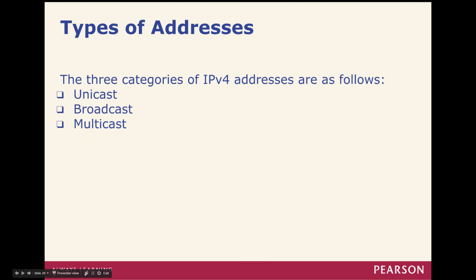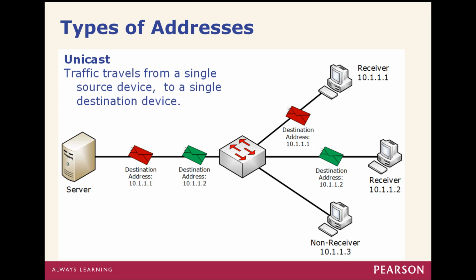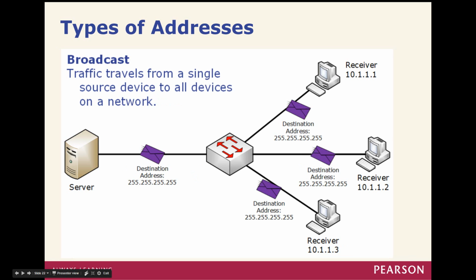We have 3 categories of IPv4 addresses: unicast, broadcast, and multicast. Let's talk about what each one of those does. Unicast traffic goes from a single source to a single destination. So in this instance, we've got a couple different packets that are moving across the network. 10.1.1.1 is a destination. Here's another one, 10.1.1.2. So those packets are going from one place to another place, just one sender, one receiver.